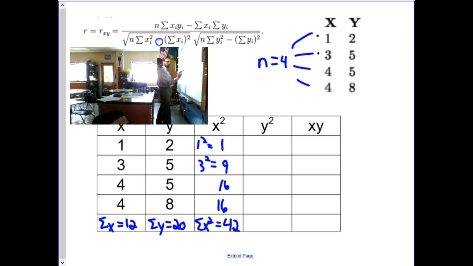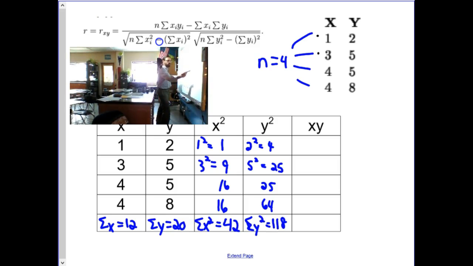Next one here, the sum of the y values. 2 squared is 4. 5 squared is 25. 25, 64. When I add these up, 68 and 50 is 118. Sum of y squared equals 118.